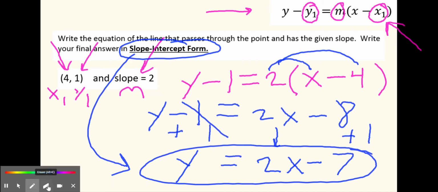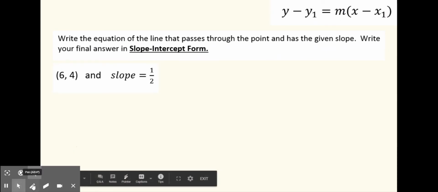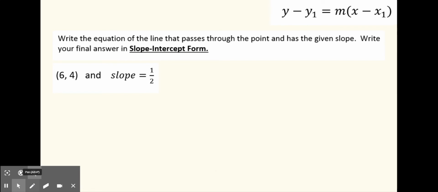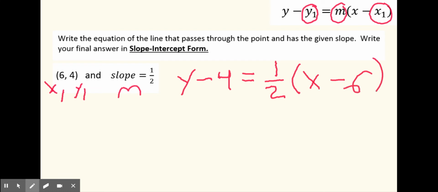All right, let's take a look at another one of these problems. It's good to have a few examples. So if we take another look, here's the second one. This one's stating, write the equation of the line. It's the same thing again. We want to write in slope-intercept form. So again, I usually just start by circling y1, m, and x1. This is your x1, this is your y1, and then this time our slope is going to be a fraction. But still, it's the same method. Even if it's a fraction, it's going to be the same method. We have y minus y1 equals our slope of 1/2 times x minus x1.